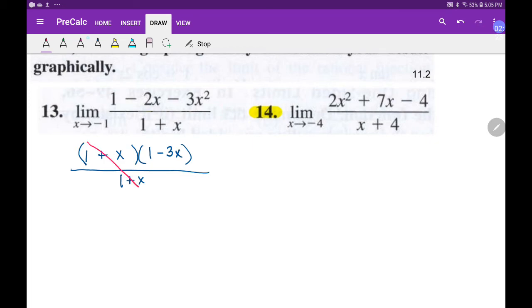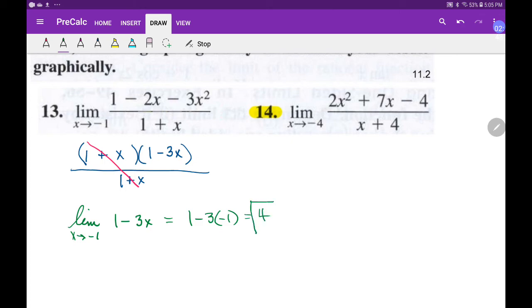And now I say the limit as x approaches negative 1 of what's left, 1 minus 3x. Okay, now I can plug it in. It's 1 minus 3 times minus 1, and that's going to be 4.